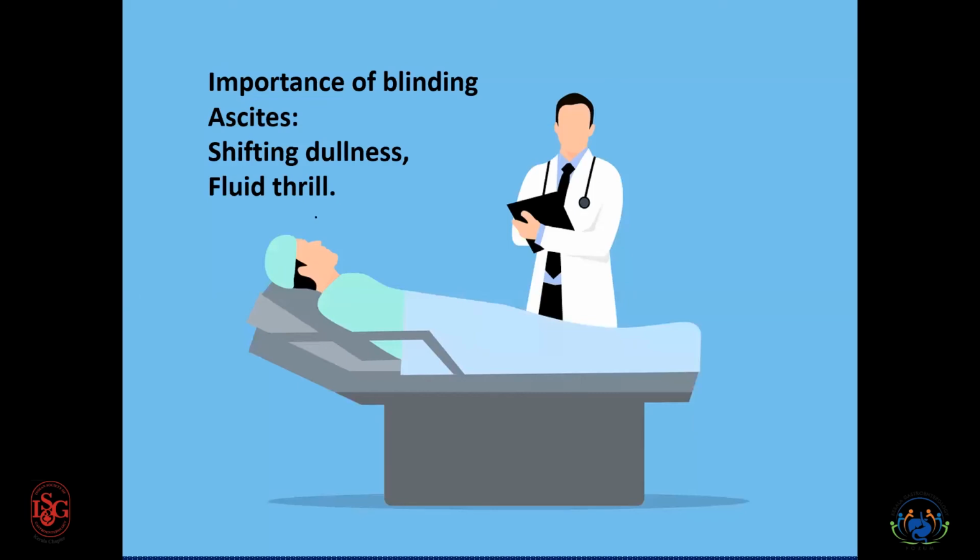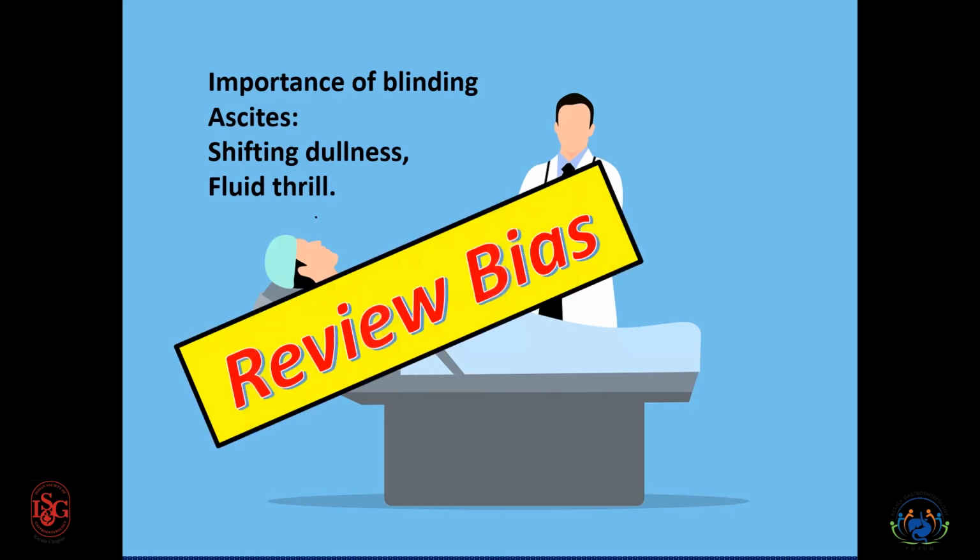And the importance of blinding. Let's say that I'm doing a study comparing clinical examination and ascites as diagnosed by ultrasound. If the clinician does not know the ultrasound findings, it's likely that his results may be different than when he knows them. So if you look at the shifting dullness and fluid thrill and come out with the presence or absence of ascites, a person who is not blinded may have a greater sensitivity and specificity in his clinical examination. So this is what you call review bias, because when you are doing such studies, it's essential that they are blinded.